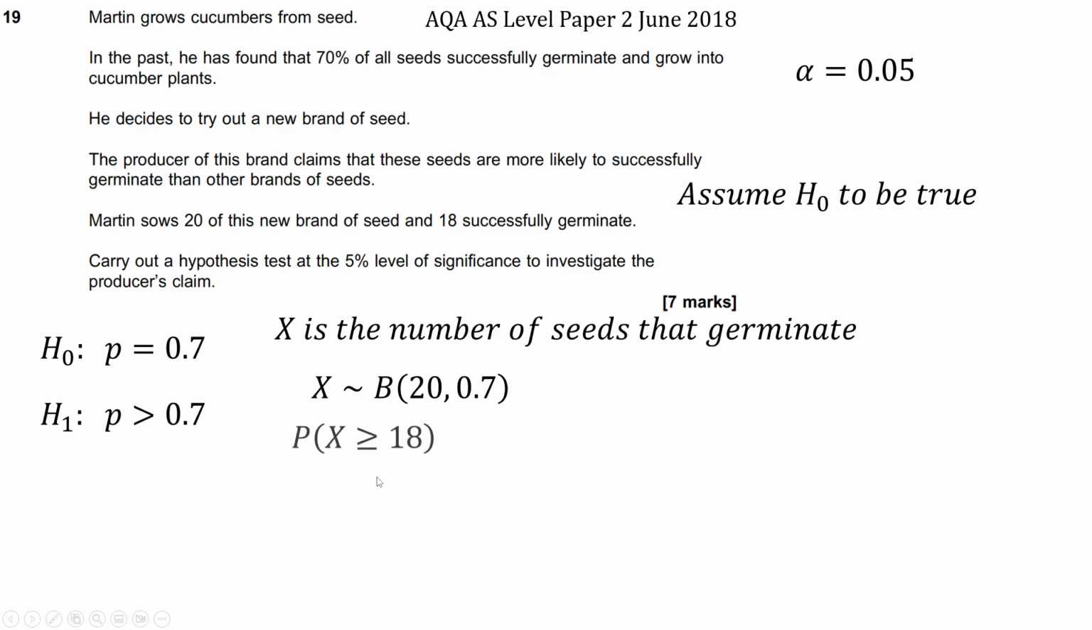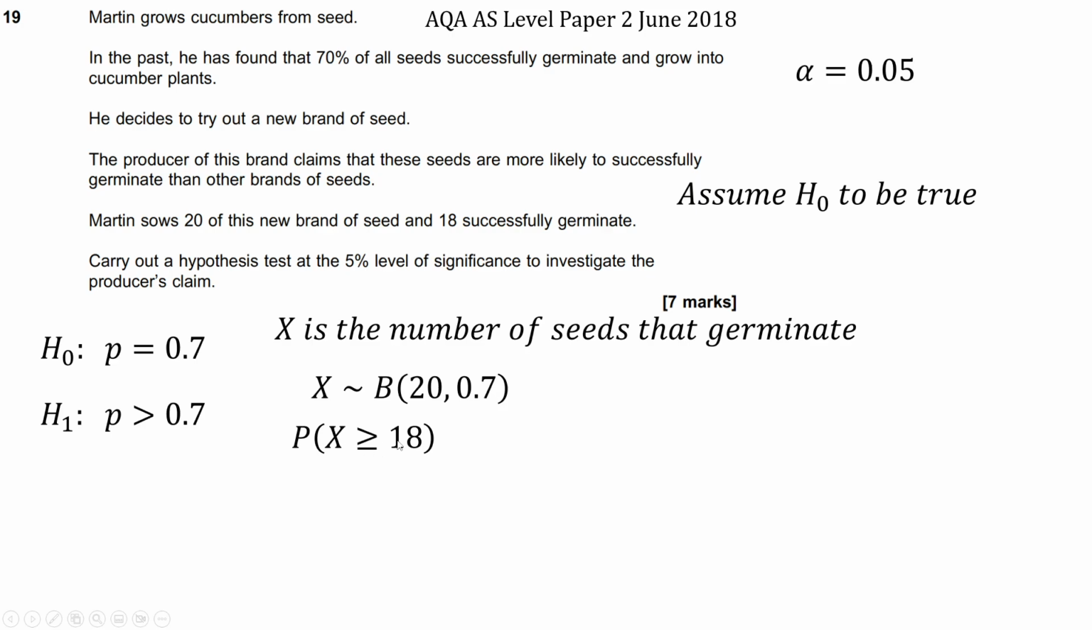So we're saying, what's the probability that X, i.e. the number of seeds, is greater than or equal to 18? Hopefully that makes sense. Martin's saying that the probability should be greater than 0.7, and so we'll say, okay, what's the probability that it is greater than or equal to 18 then? So if this is a greater than sign, this will always be greater than or equal to. Your calculator will by default be on the less than or equal to sign when you're doing binomial distributions, so you have to change this slightly.